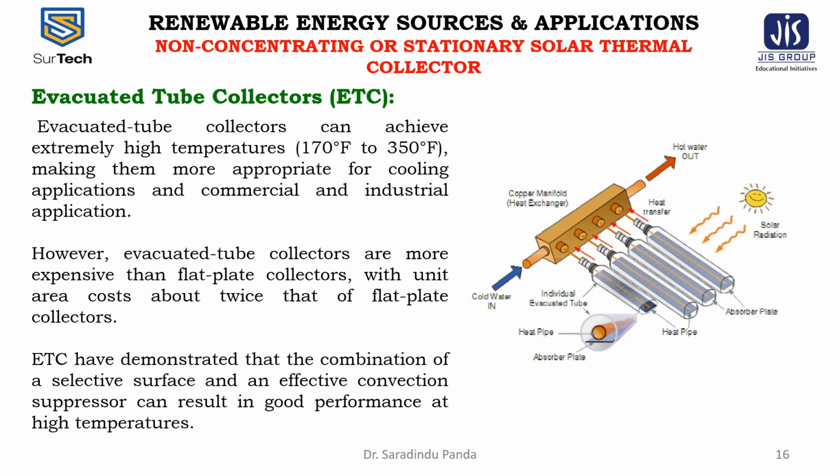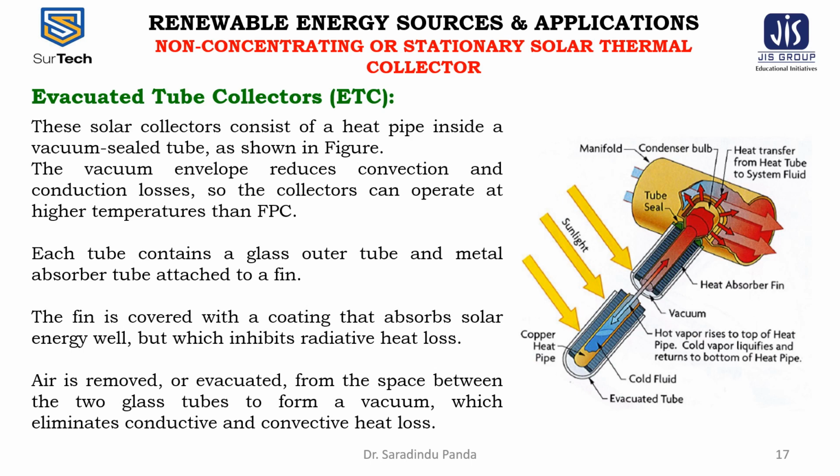The ETC have demonstrated that the combination of a selective surface and an effective convection suppressor can result in good performance at high temperatures. They are assembled in a parallel way with the heat exchanger. These solar collectors consist of a heat pipe inside a vacuum sealed tube as shown in the figure. The vacuum envelope reduces the convection and conduction losses, so the collectors can operate at higher temperatures than FPC.